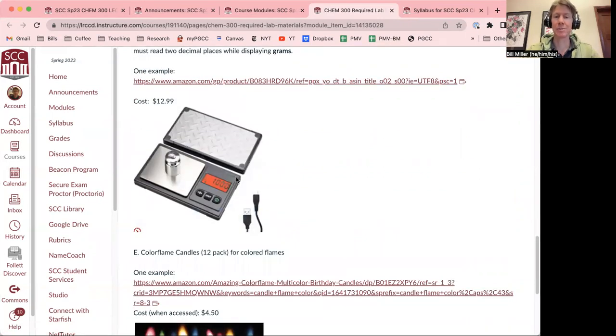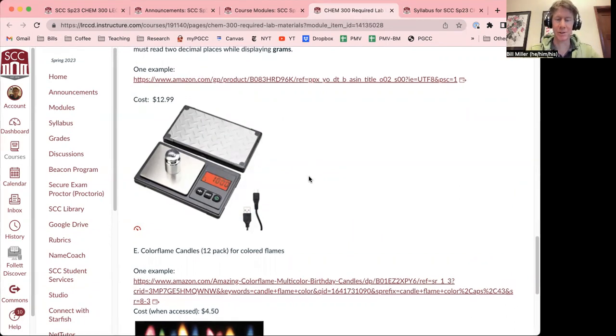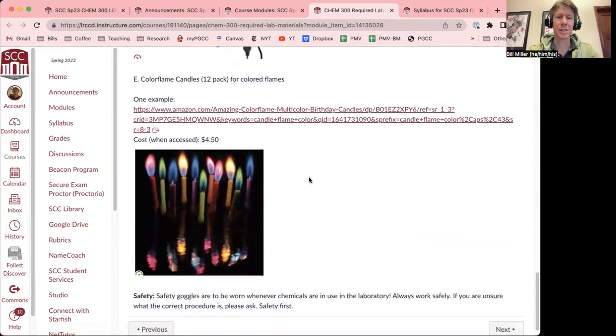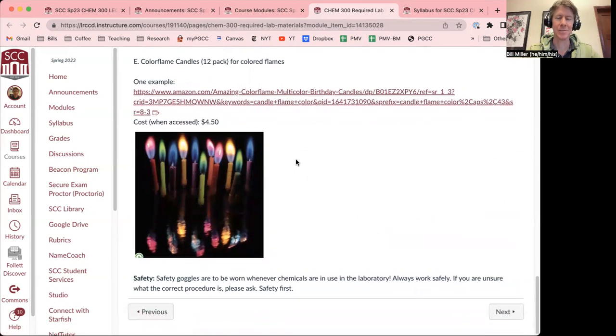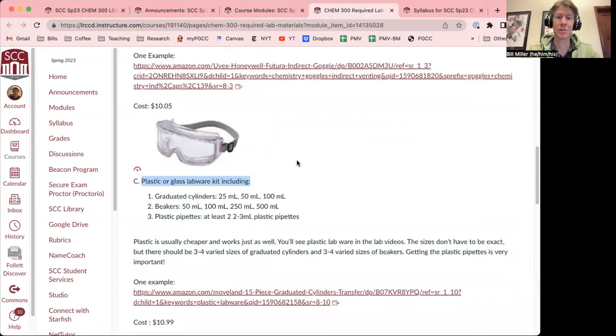And what's most important for this jeweler's scale is it has 2 decimal places. So I will ask you to show me your scale and that it records 2 decimal places in grams, not ounces or anything else. You'll also need a Color Flame Candle 12 pack. This is, I think, $450 last time I saw it on Amazon. And those are the materials you'll need to complete the labs for this course.